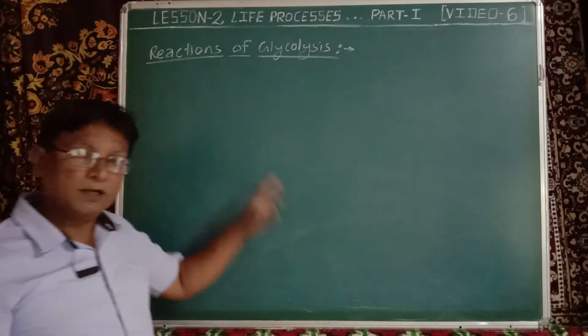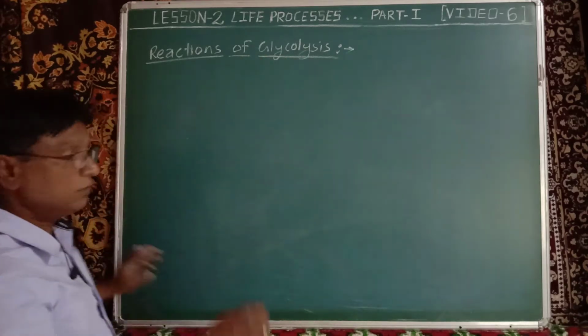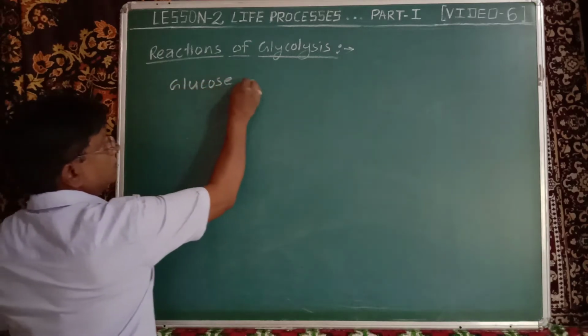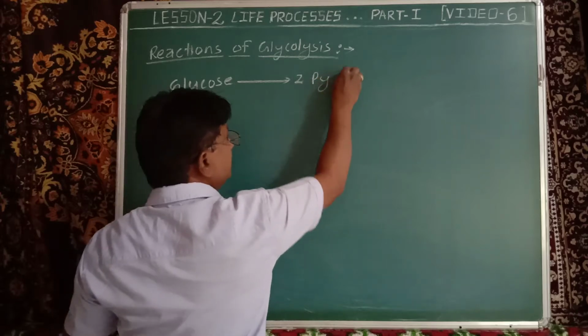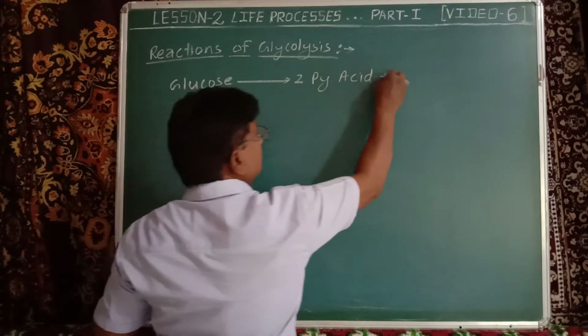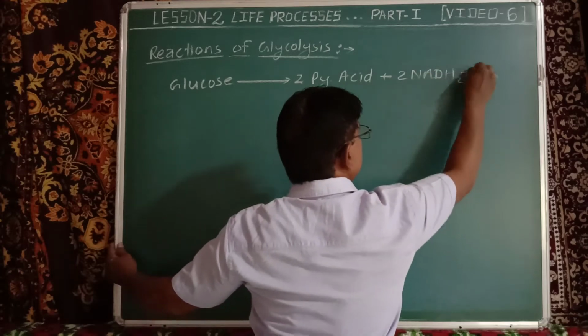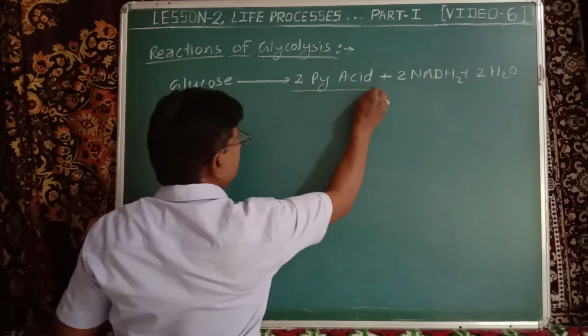Again, the complete reaction of glycolysis, if it is asked, then you have to write it in this way: glucose oxidized into 2 molecules of pyruvic acid plus 2 NADH2 plus 2 water molecules. In this, pyruvic acid is formed.